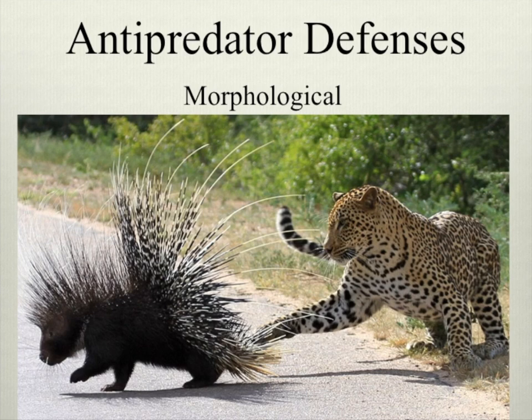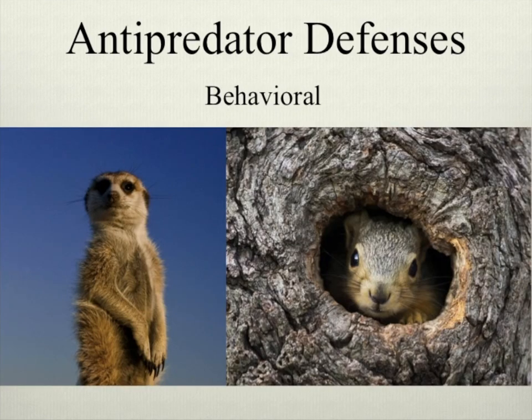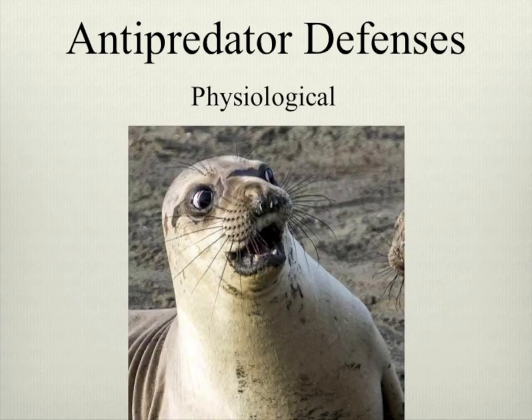So this can be morphological, like this porcupine we're seeing up in the picture, and the spines that it uses to protect against the jaguar. This can be behavioral defense, so it could be increased vigilance, like we're seeing with the meerkat, where it's on the lookout for potential predators while the rest of its group forages for food. It can even be as simple as a squirrel hiding in a tree and not foraging for food, but rather avoiding predators altogether.